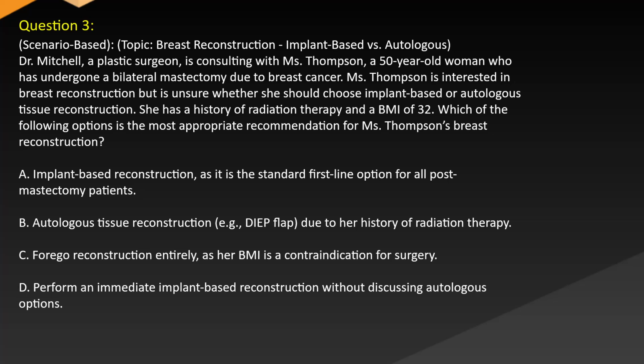Which of the following options is the most appropriate recommendation for Ms. Thompson's breast reconstruction? A. Implant-based reconstruction, as it is the standard first-line option for all post-mastectomy patients. B. Autologous tissue reconstruction, e.g., DIEP flap, due to her history of radiation therapy. C. Forego reconstruction entirely, as her BMI is a contraindication for surgery. D. Perform an immediate implant-based reconstruction without discussing autologous options.